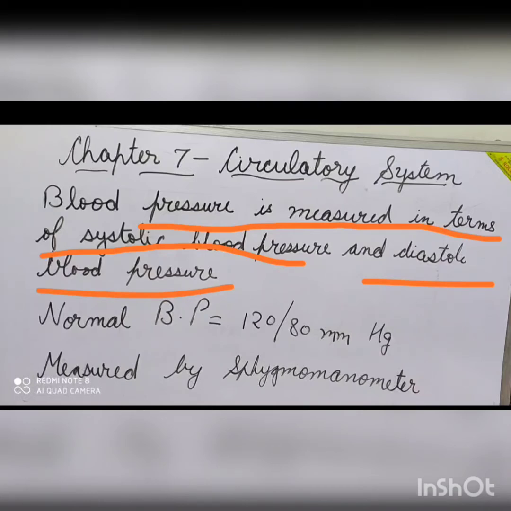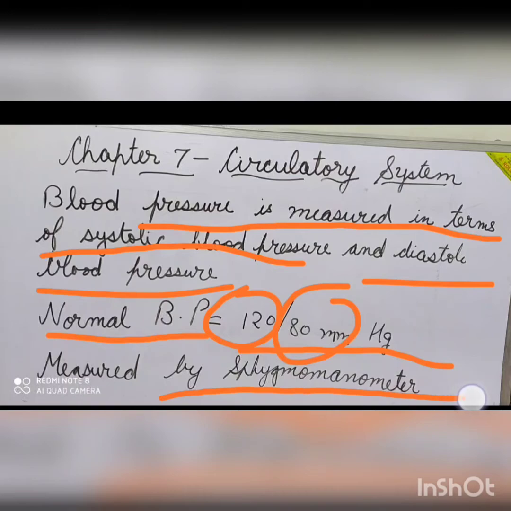The BP of a normal person is 120/80 mm Hg. The first one, that is 120, measures the pressure in the blood vessels when the heart beats. The second one, that is 80 mm Hg, is the measure of the pressure in vessels when the heart takes rest between the beats. Clinically, the blood pressure is measured by the instrument called sphygmomanometer.